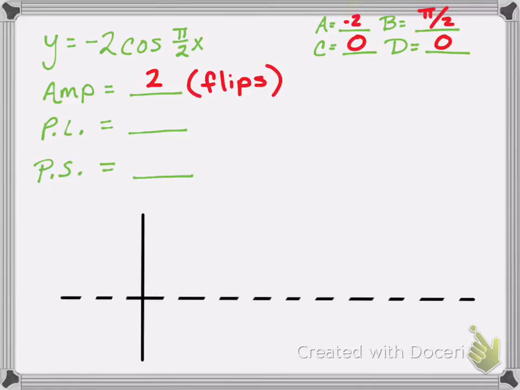The period length is 2 pi divided by pi over 2. You'll see that this is a 4. 2 pi divided by pi over 2 is 4. And there is no phase shift. So we're going to start on the y-axis and the x-axis. So when we graph, our axis is at 0. Our axis of rotation is at 0. Our amplitude is at 2 and negative 2. And our furthest point out to the right is 4.